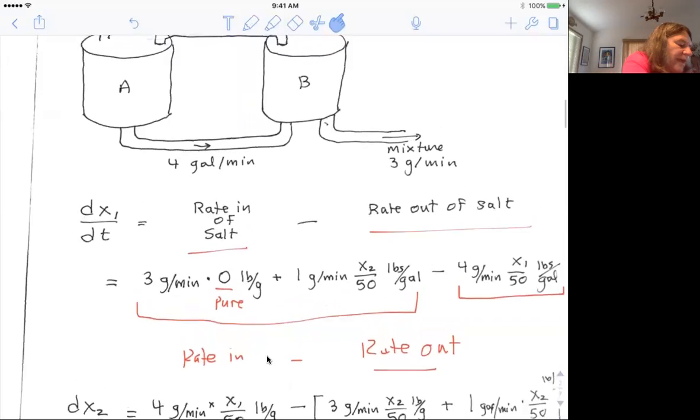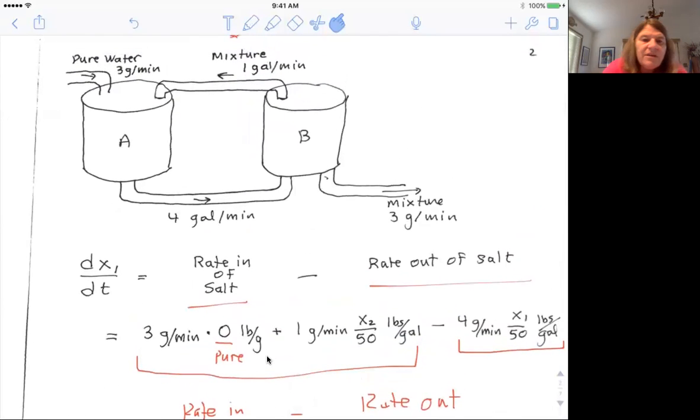Okay, the rate out of B. Let's look at the rate out of B. Now, what's coming out of B? There are actually 2 things coming out of B. That one right there, and that one right there. All of that stuff's getting pumped out of B. So what happens in this piece is we're going to subtract off those rates out.